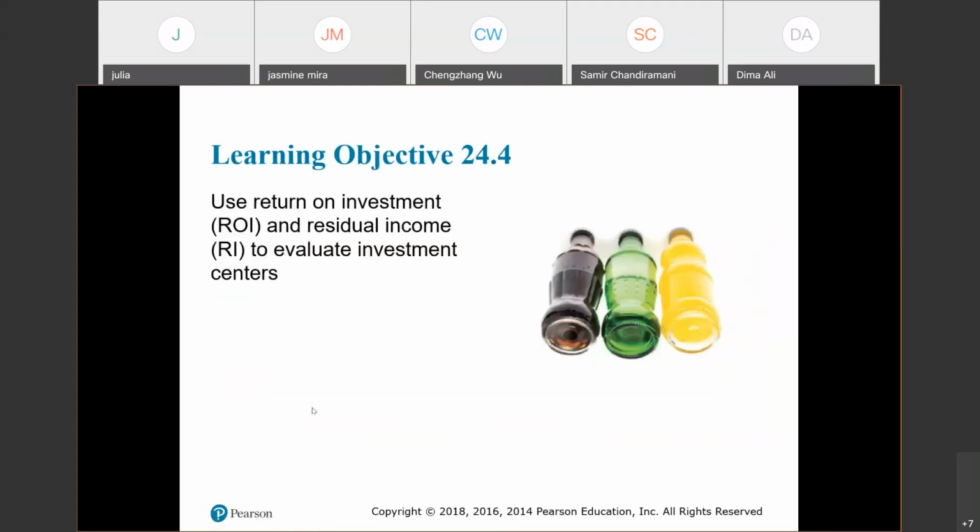Well, in the next class, I'm going to introduce some non-financial measures to evaluate the performance of a department or of the entire organization.